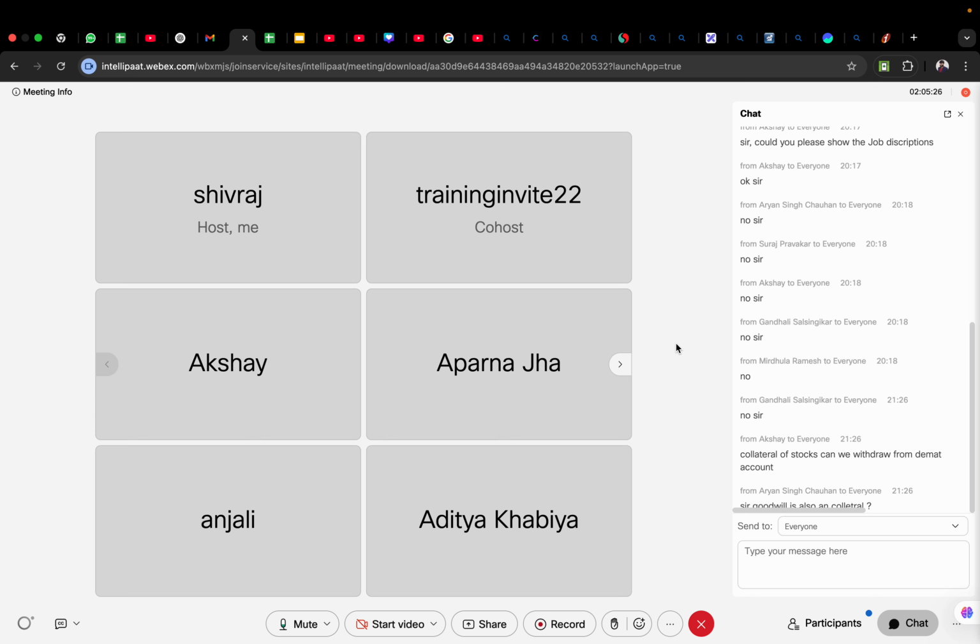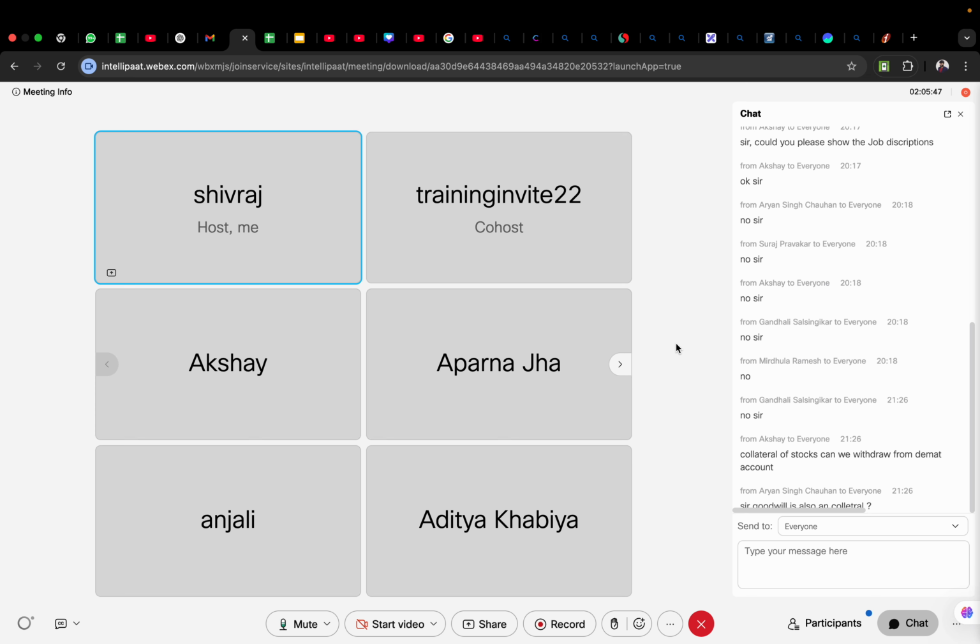Yes, Akshay, we can do that as well. But when you say withdraw, it means you can transfer to another person. So what does withdraw mean exactly? You cannot withdraw like cash. You can withdraw, meaning you can transfer to another person. That's how you can do it.